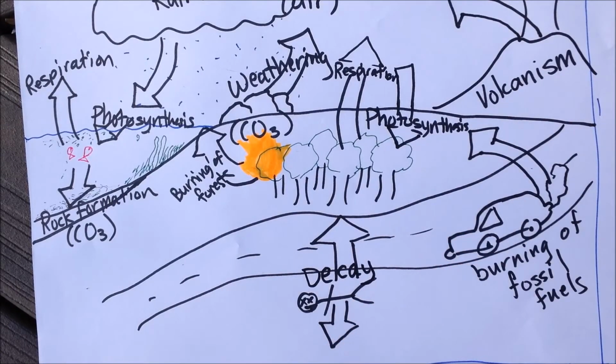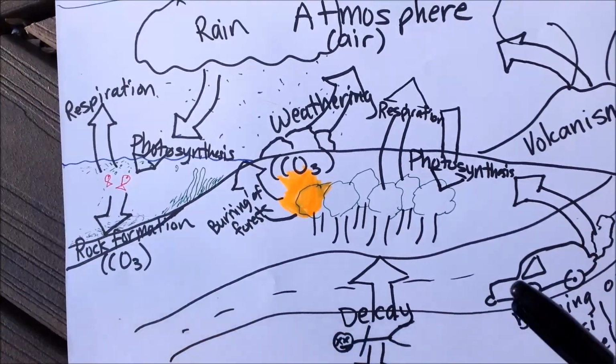All right, and that is our carbon cycle. Now, you're going to have to be able to get a diagram on the next assessment. The next assessment is going to be after spring break. But you're going to have to recognize all these different things. So you're going to be given a carbon cycle.